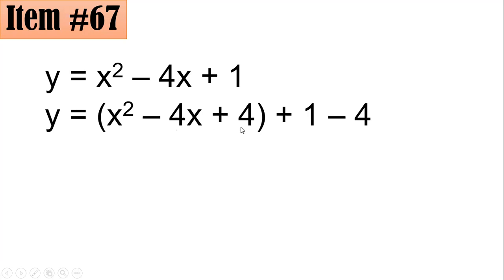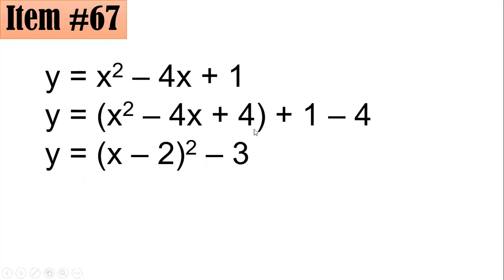But again, since I am working with only one side, so to balance the equality po, if I added 4 here, I should subtract 4 here. Okay? Then, since x squared minus 4x plus 4 is a perfect square trinomial, then it could be expressed as a square of a binomial, which is y equals, ito po, x minus 2 quantity squared. Pero yung sa labas ay 1 minus 4, which is -3.